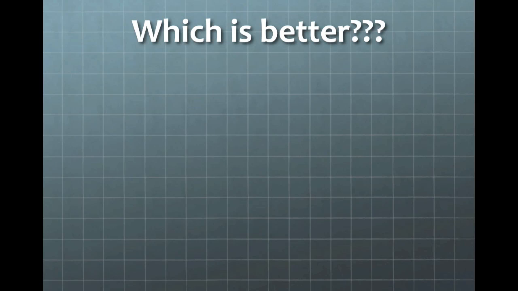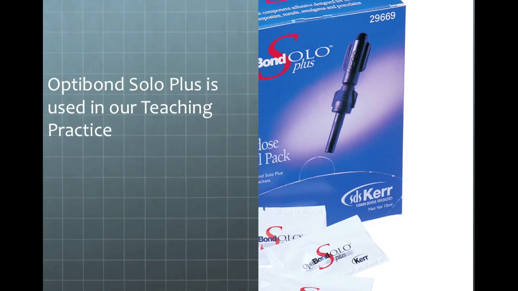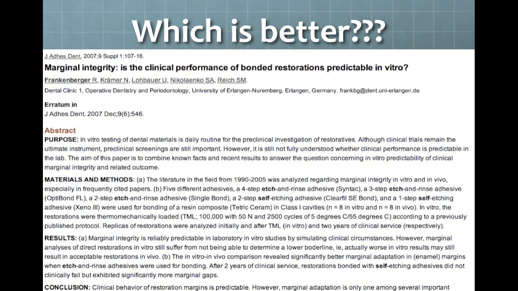Which is better? So let's talk about that. Now, here is a study. This study compared the 3-step etch and rinse to the 2-step etch and rinse to the 2-step self-etch and the 1-step self-etch. What they found was that nothing is perfect, which is a shame. And enamel bonding was more effective with the 3-step phosphoric acid etching, and OptiBond was one of those adhesives used. And I want to mention that because we use OptiBond in the teaching practice. So you'll meet OptiBond if you have not already.